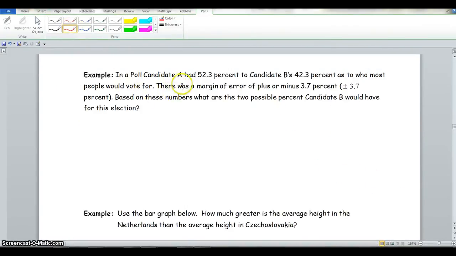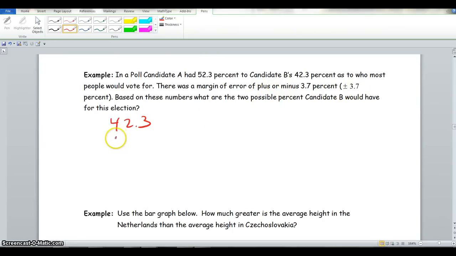Complete this example here with the margin of error. In the poll, candidate A had 52.3% to candidate B's 42.3% as to who most people would vote for. There was a margin of error of plus or minus 3.7. Based upon these numbers, what are the two possible percents candidate B would have for the election? Now, candidate B, we need to list down what they said candidate B had before the margin of error.